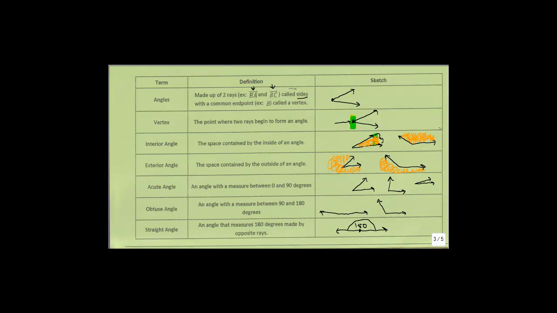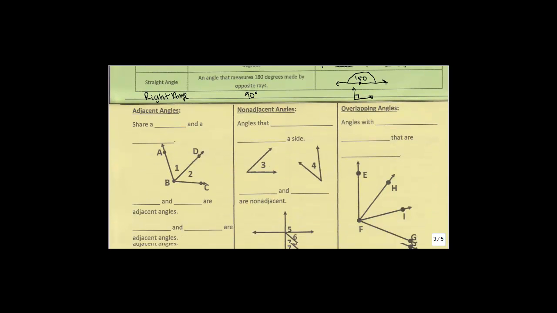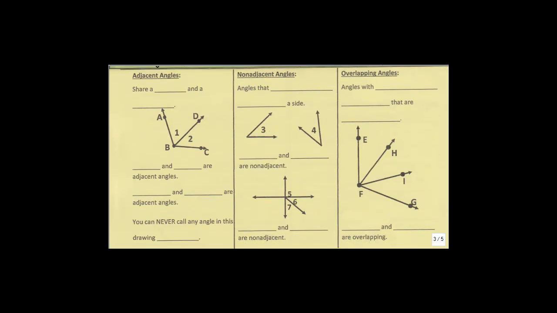I did forget a right angle, so just make sure that you know what a right angle is. It's 90 degrees. And of course it looks like this. And it's usually annotated by this little square that means 90 degrees. Sorry about that. Then we need to know how angles are shared or put together. The first one is adjacent angles. They share a side and a vertex.